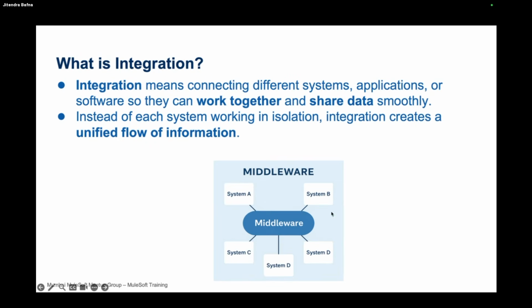In future, if we have systems A, B, C, D, and system E or F is coming, we just attach system F or E here, and if system F wants to communicate with system A, they can communicate via middleware. In this way, we are removing point-to-point integration. We are not maintaining duplicate connection strings. Instead of each system working in isolation, we create a unified flow of information. Here middleware is maintaining everything for you.